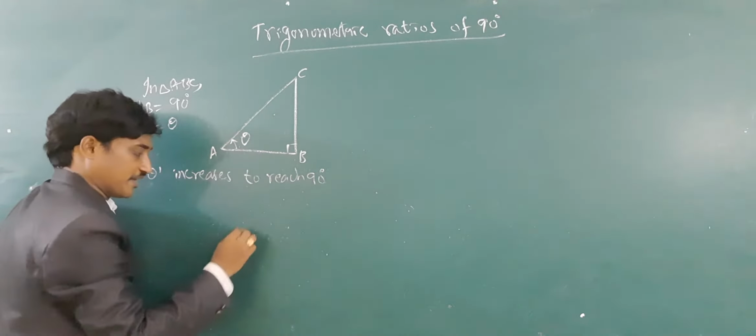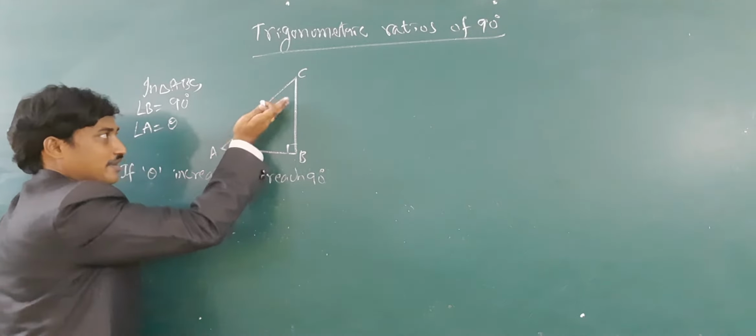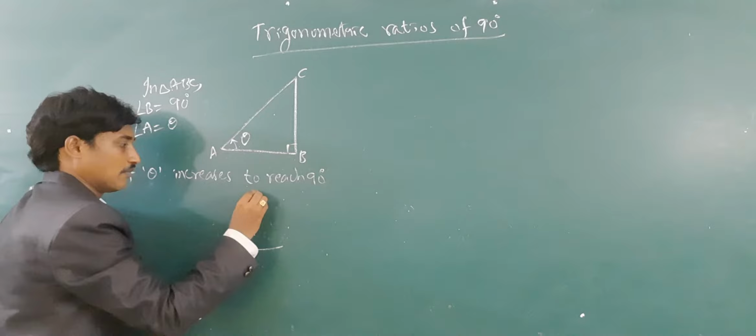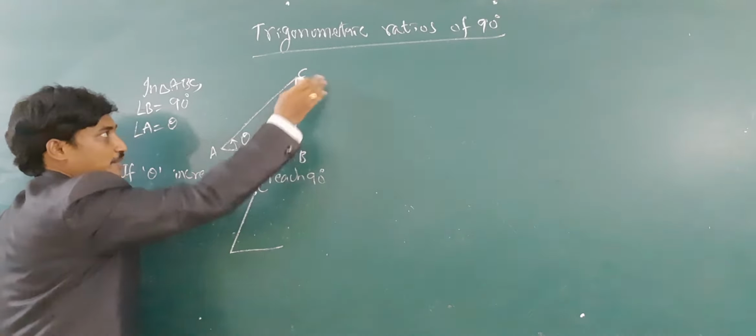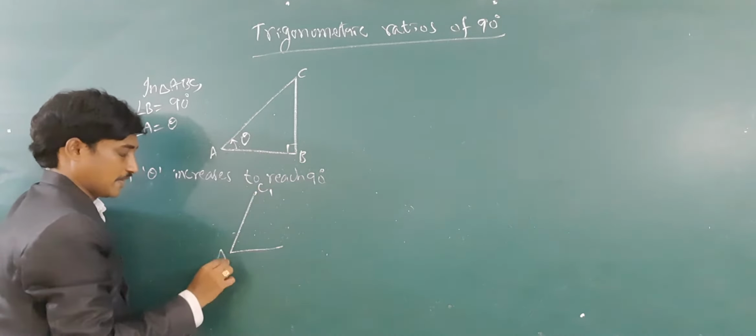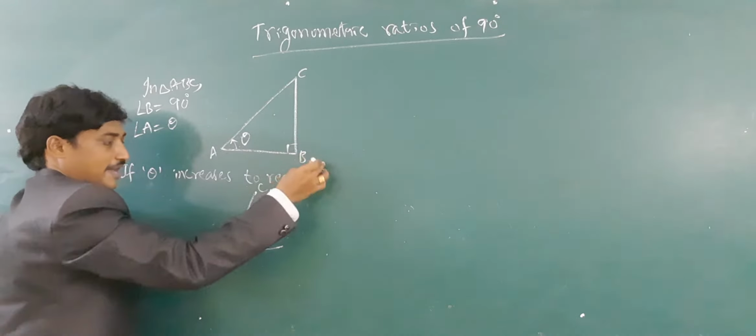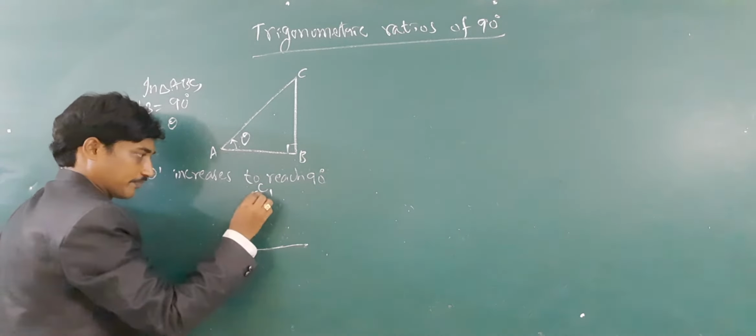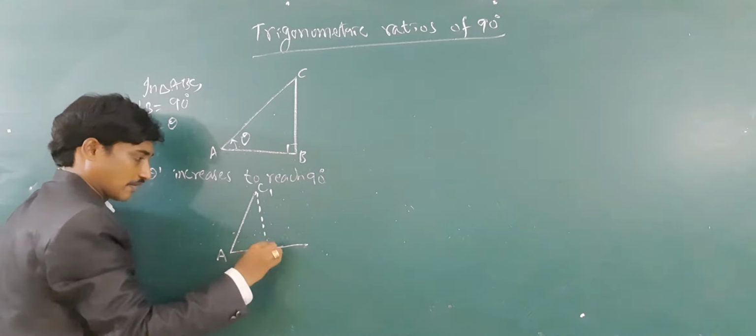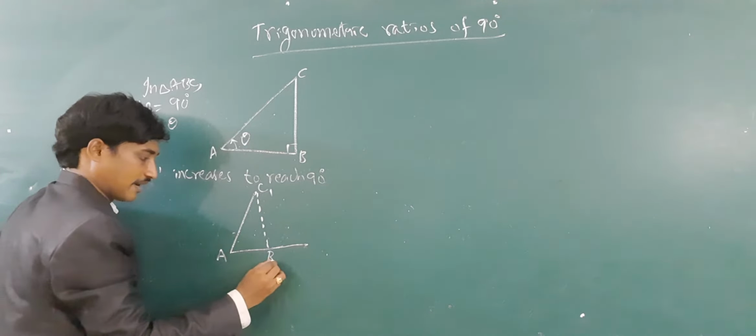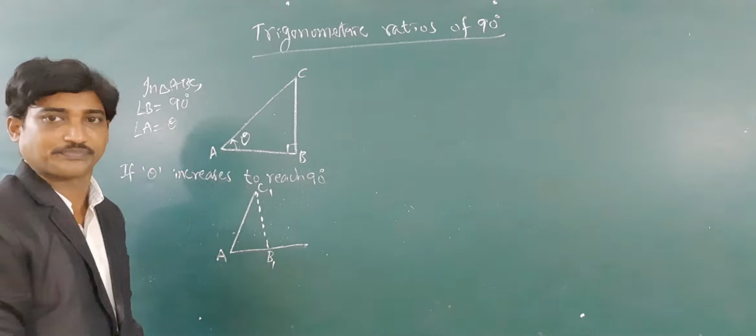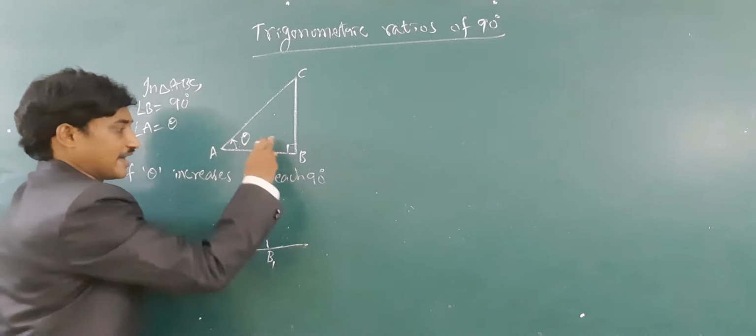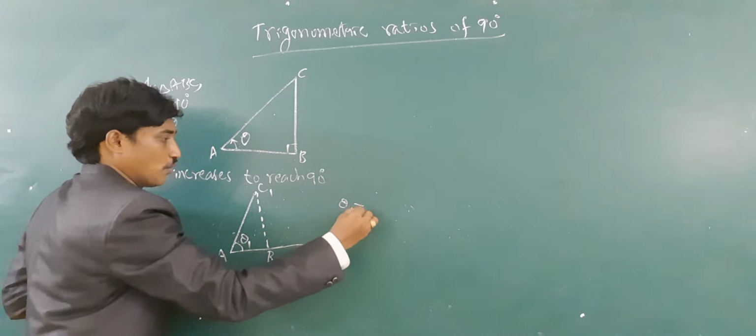When theta is increased some more, AC will have some other position, C moves to the position C1, and B comes close to A. Let me write this position as B1. Here theta 1 is more than theta.